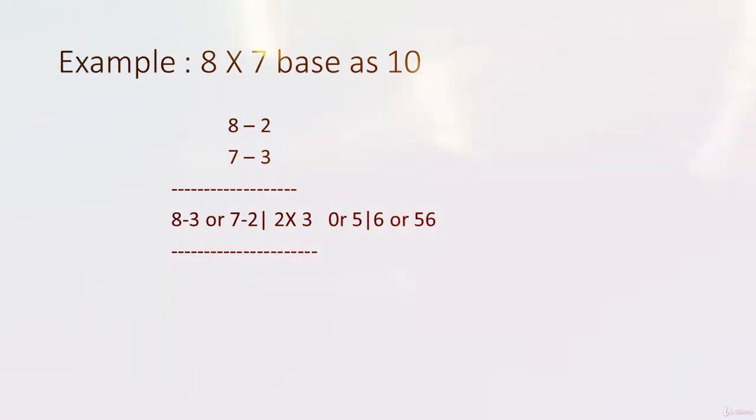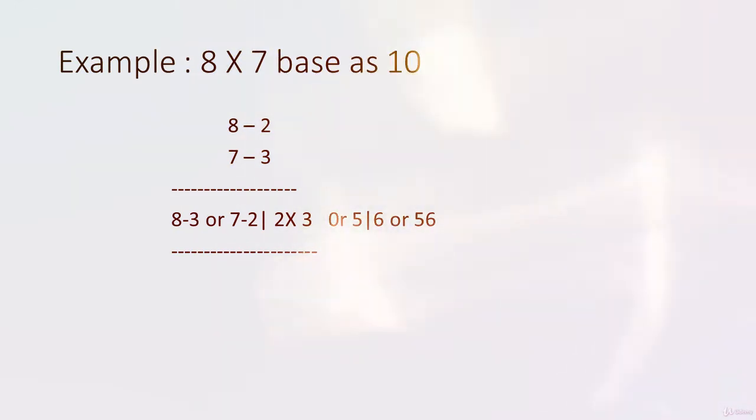For the right hand side portion of the answer, we will do the vertical multiplication of the deficiencies to the base number, that is 10. So we will multiply 2 by 3. The answer is 6. So 6 becomes the right hand side part and 5 becomes the left hand side part, and the number is 56. So 8 multiplied by 7 is 56.